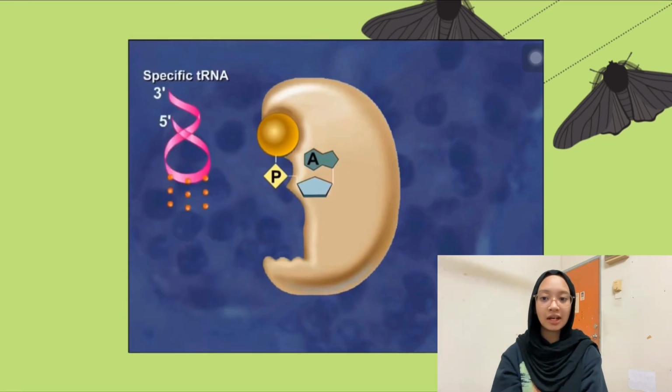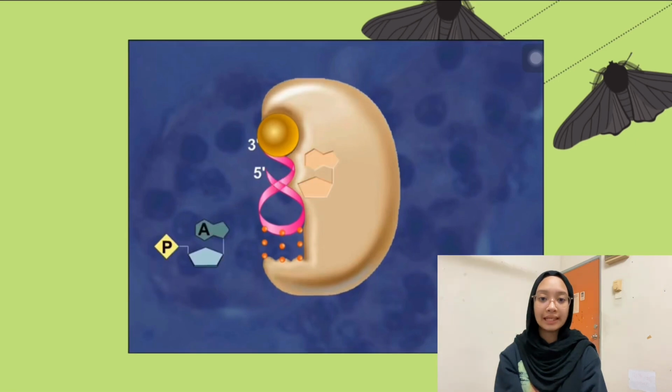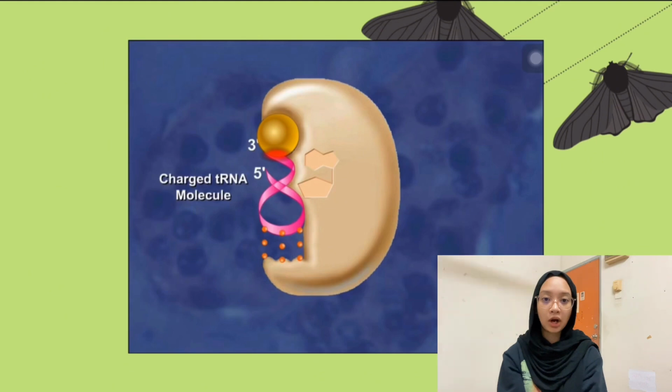A specific tRNA that has an anticodon for the amino acid will then bind to the enzyme complex. The bond between the amino acid and AMP will then be broken, releasing AMP from the complex. At the same time, a covalent bond between the amino acid and the 3' end of the tRNA will be formed, and the complex is now called a charged tRNA molecule, which is ready for translation and formation of protein.